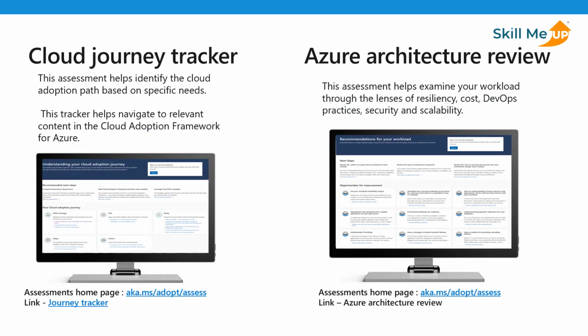A couple of the key tools that are available are what's called a Cloud Journey Tracker, and then also the Azure Architecture Review. The Cloud Journey Tracker will help you identify what phases you're at on different projects and help you keep track of where you are in your process as you journey through the cloud, helping you identify next steps and additional resources available to you. And then also the Azure Architecture Review allows you to assess and examine your existing workloads and help you build up additional best practices in your environment.